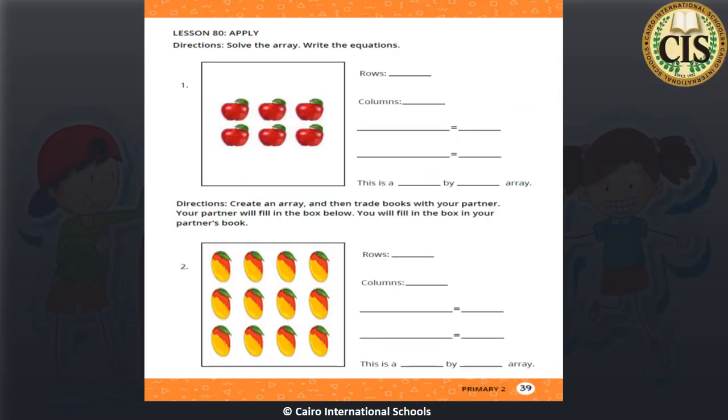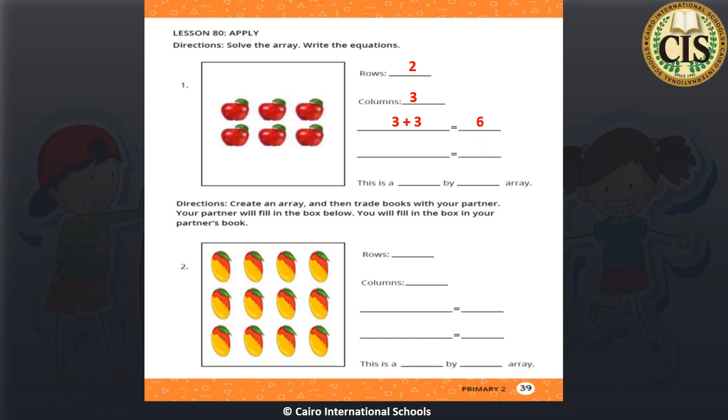Lesson 18, the apply part. Solve the array, write the equations. Look at the first array. It has how many rows? 1, 2. It has 2 rows. How many columns? 1, 2, 3. Has 3 columns. Now we have to write the addition equation for rows. Each row has 3 apples. So we will write 3 plus 3, 2 times, because we have 2 rows. 3 plus 3 equals 6.